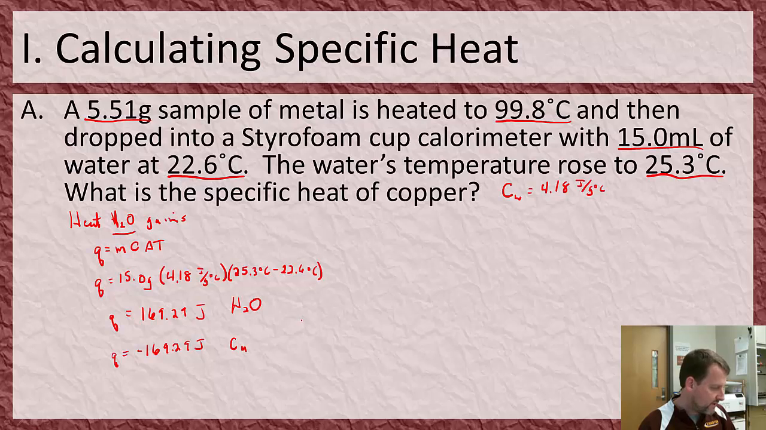All right. The next thing we need to do is, we know how much heat the copper lost, and we need to figure out the C, the specific heat of the copper.